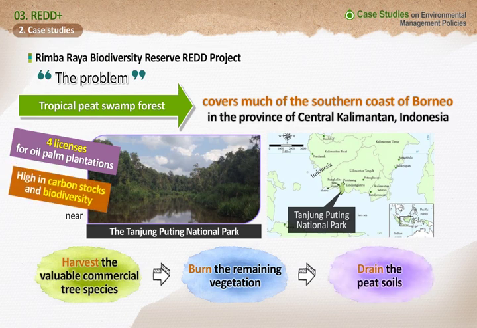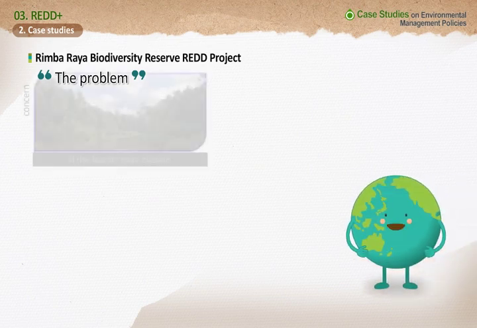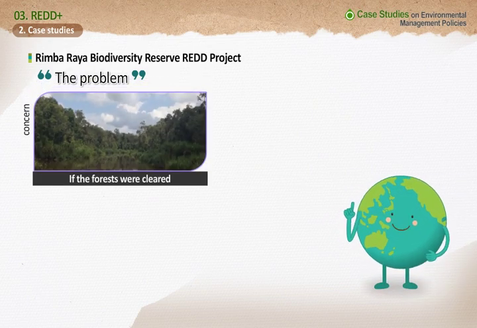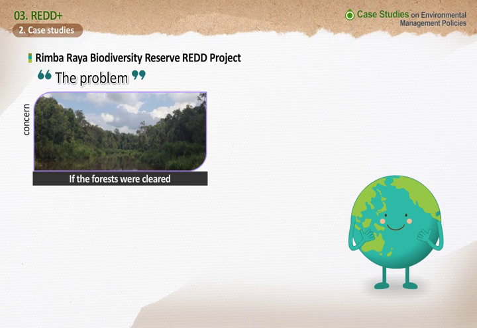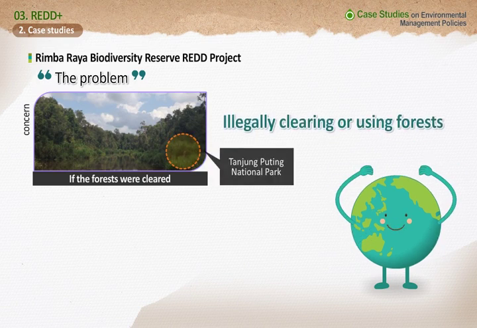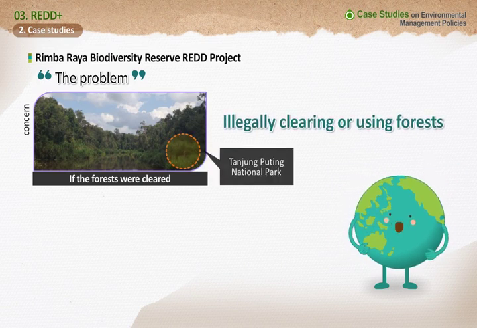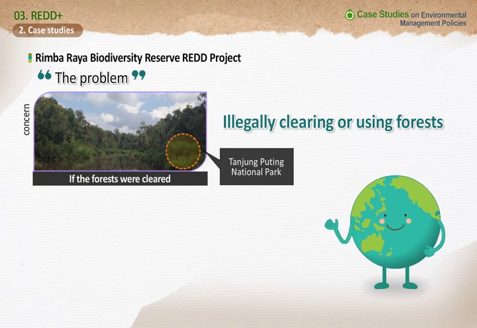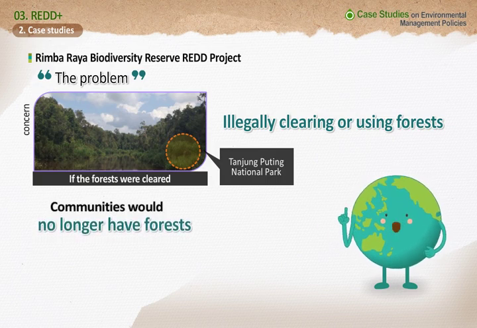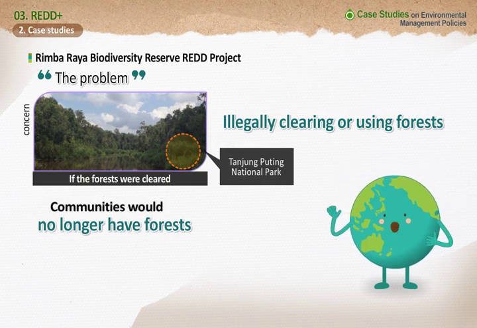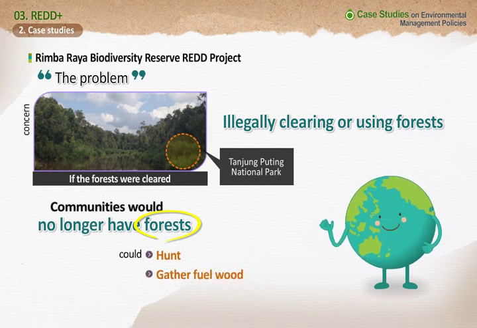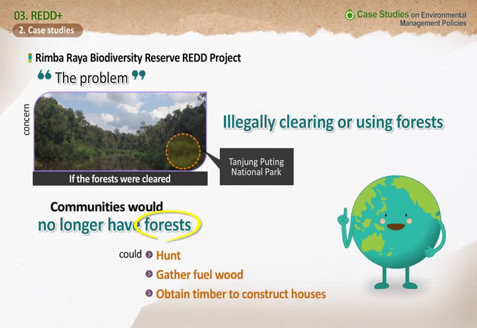Later, scientists showed that this area is high in carbon stocks and biodiversity. Another concern was that if the forests were cleared from this area, then people might begin illegally clearing or using forests in the Tanjung Puting National Park. Yet another concern was that communities living in the area would no longer have forests where they could hunt, gather fuel wood, and obtain timber to construct their houses.